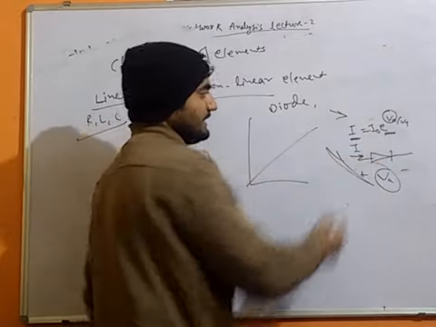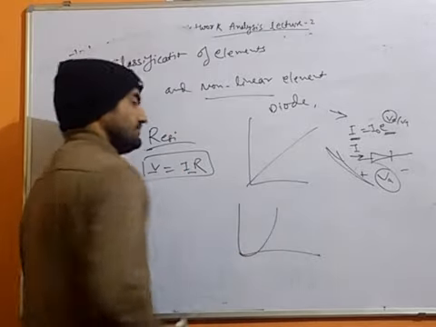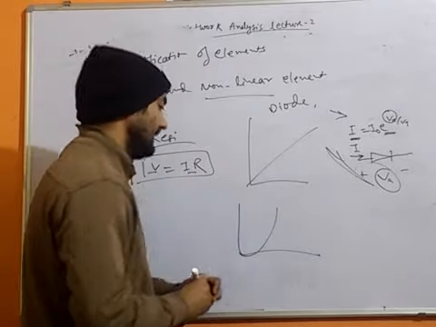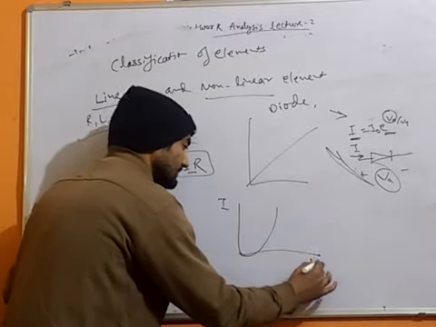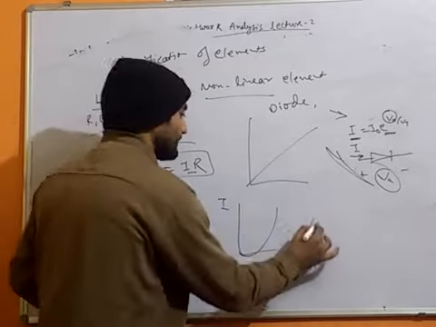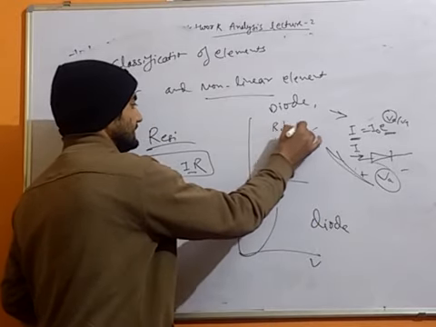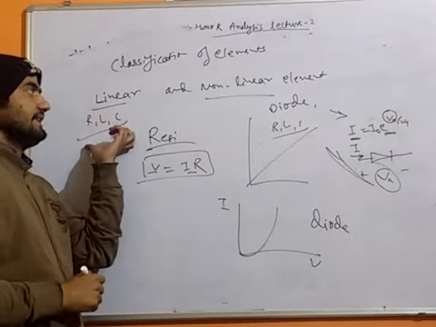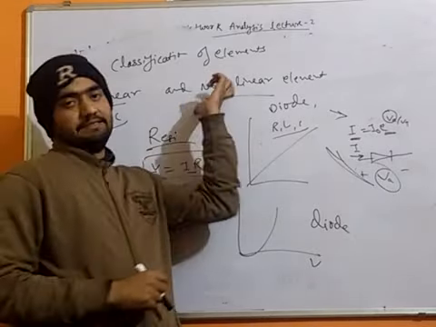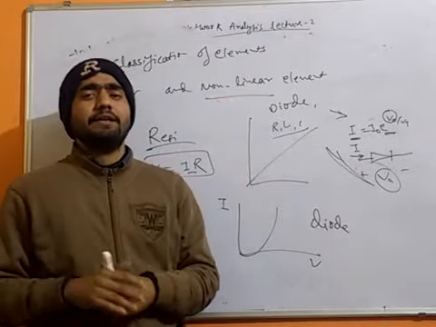Here we can see that it is exponentially related, and the graph looks like this for a diode. So this is a non-linear graph of current versus voltage for a diode, and this is the linear graph for resistance, inductance and capacitance. So RLC lie in this category and the diode lies in this category. So this is the classification of linear and non-linear elements.